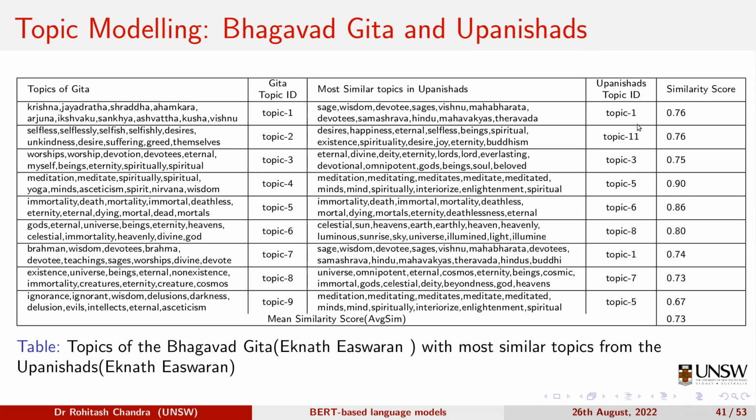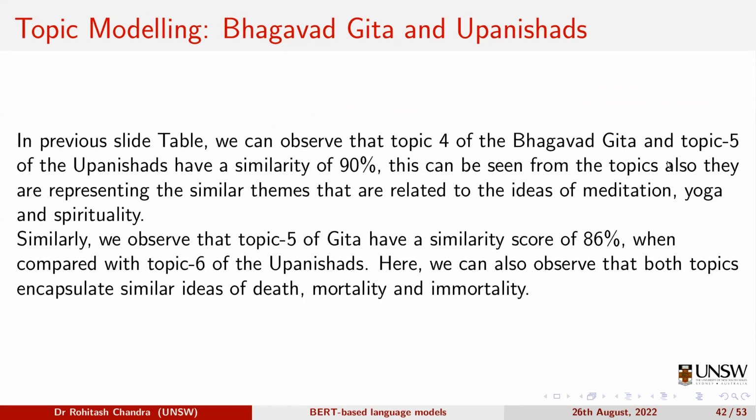For the Gita versus the Upanishads, we have these topic IDs uncovered, and then the topics are given there, along with a similarity score between those topic IDs. So these are the most similar topics in the Upanishads versus the topics in the Bhagavad Gita, and based on them there's this similarity score. For example, meditation, meditate, spirituality, spiritual, and here meditation, meditating, meditate. That's topic 4 there, and topic 5 in the Upanishads, with a large similarity score of 0.9. So we see that there are certain topics with very high similarity scores.